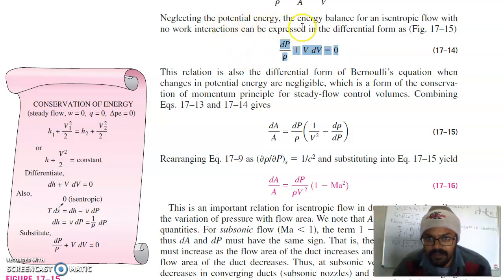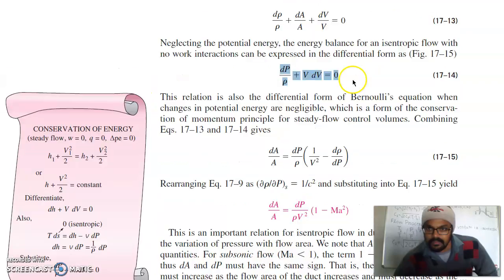So neglecting the potential energy, the energy balance for isentropic flow with no work interaction can be expressed in differential form. To eliminate dv, you have to replace dv here using this equation. So find dv from this equation and put it here, and after solving you will get this equation. Combining this equation and this equation, you will get this equation.